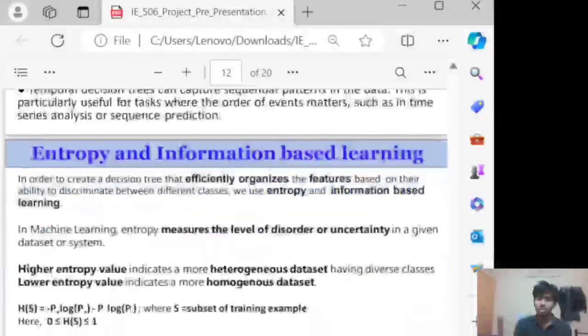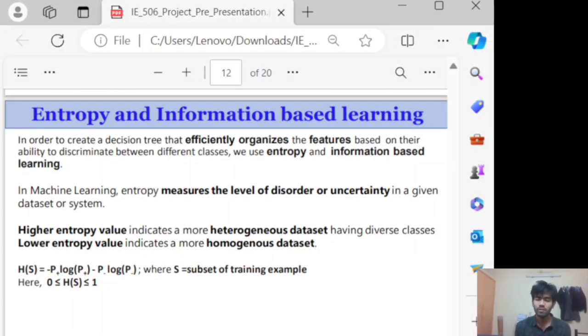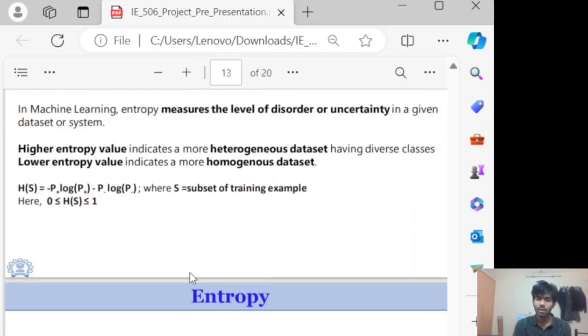Whenever we use decision trees, we have to organize the features from the root nodes to the leaf nodes. In order to do that efficiently, we use entropy and information based learning. In machine learning, entropy measures the level of disorder or uncertainty. If we get a higher entropy value, it indicates a more heterogeneous data set, and if we get a lower entropy value, it indicates a more homogeneous data set. We can calculate the entropy value at a particular node by using this formula.